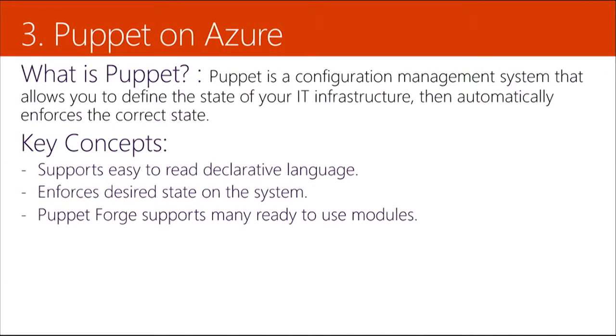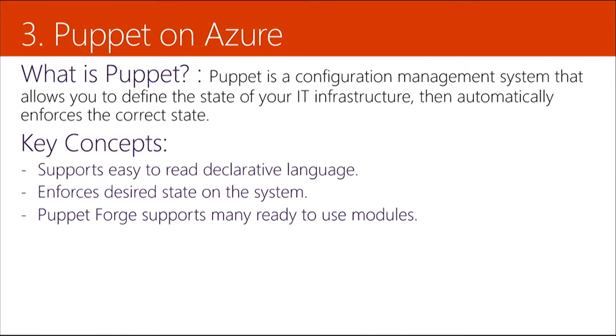Okay, so the third tool we're going to talk about is Puppet. Right, so Puppet is actually also conceptually very similar to what we've seen with Chef. It's also a configuration management system that allows you to define the state of your infrastructure in a very declarative language, and then it enforces the correct state on an ongoing basis. And the key concepts are very similar. It supports an easy to read declarative language, and then it enforces desired state.